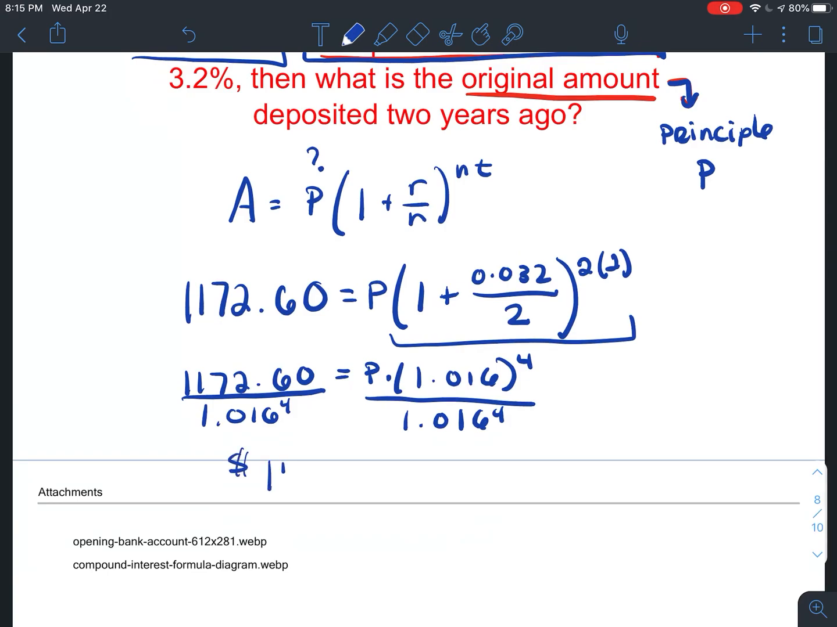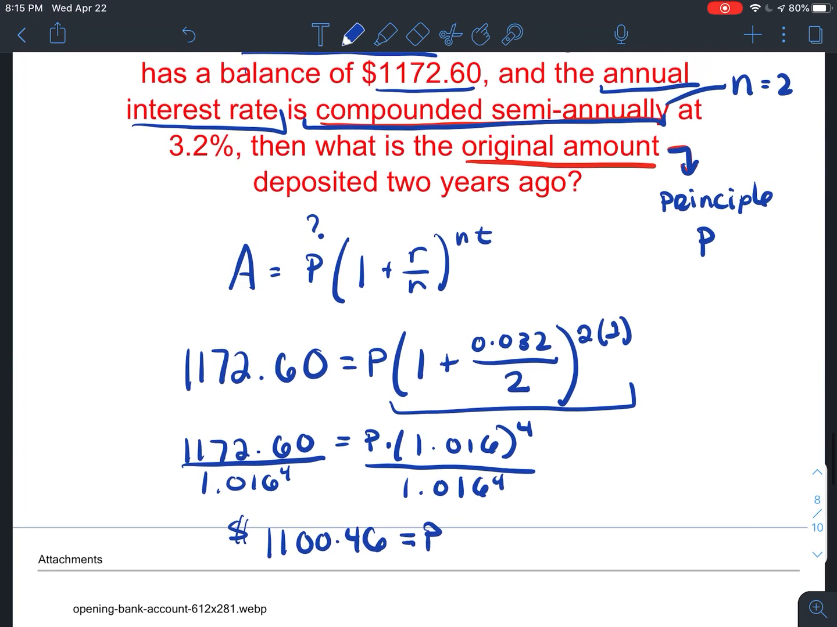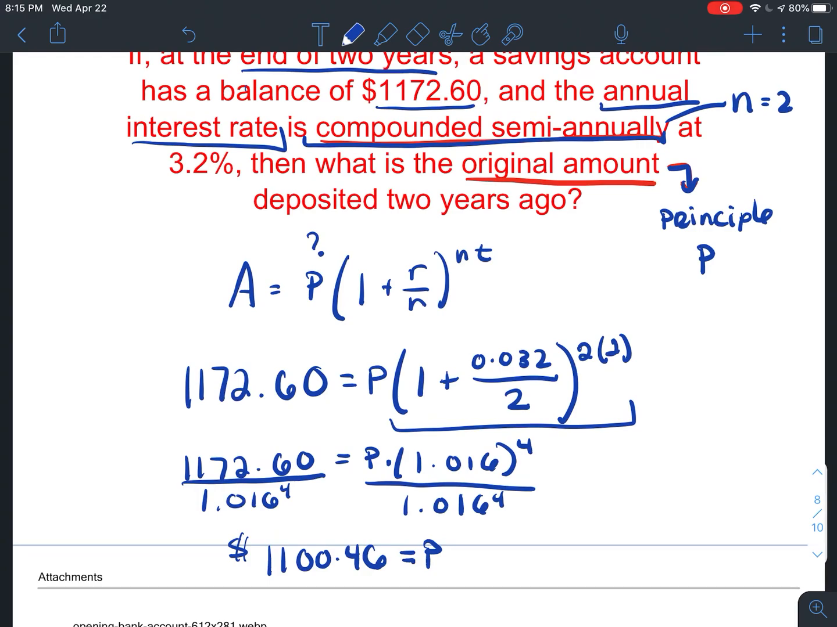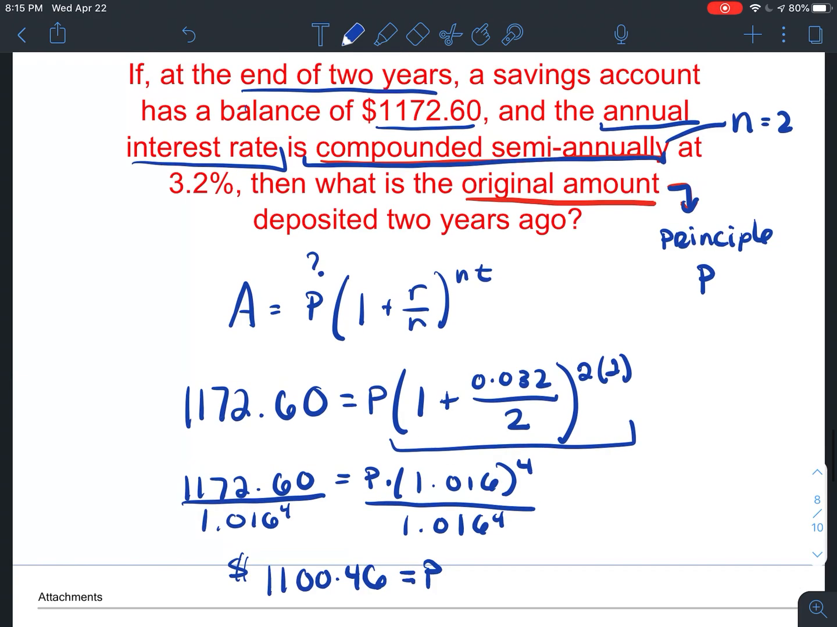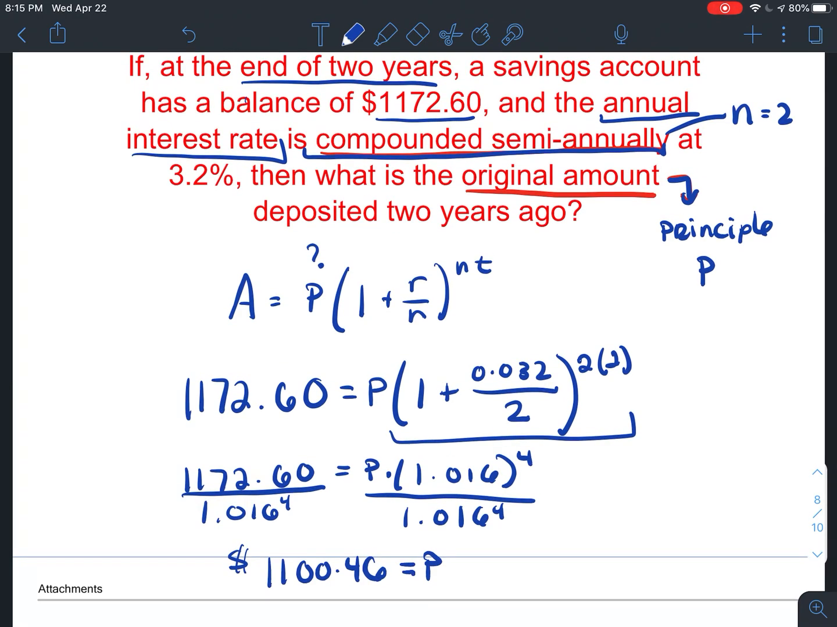And I should get 1100.46 as my principal. So that means originally I invested exactly $1,100.46. And in 2 years, it grew to $1,172.60. So it increased by about $72.